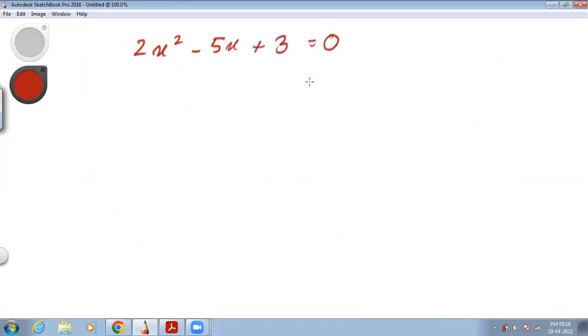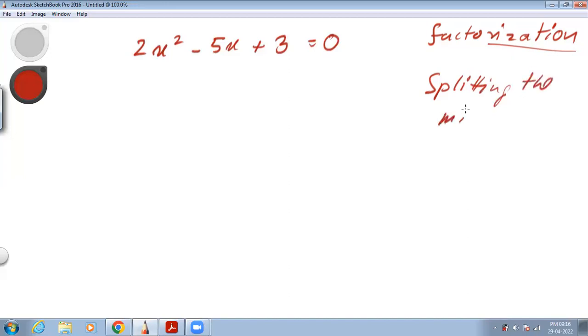So now there are actually three ways in this later part of our quadratic equations chapter. After forming the quadratic equation, you need to solve the equation, finding the roots. So there are three ways of finding the roots. Okay. So the first one we are doing right now, that is by factorization. And how do we factorize? By splitting the middle term.